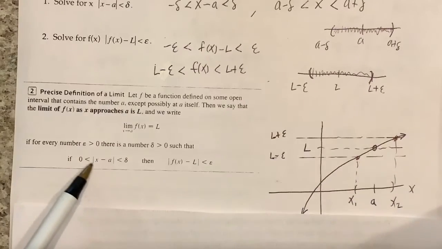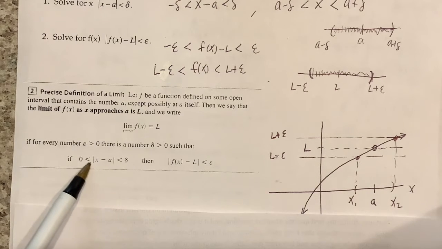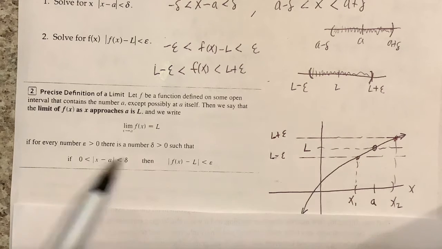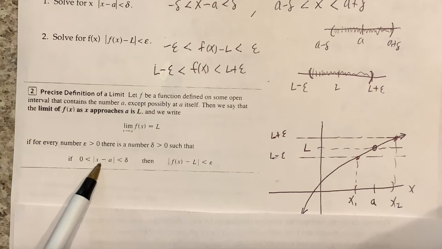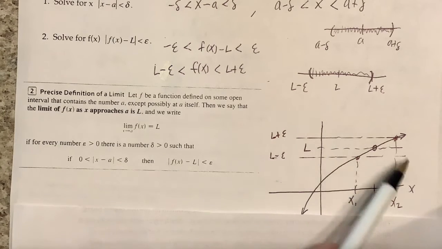Now you may wonder, what's this right here? This 0 is less than the absolute value of x minus a. That just means we don't care what happens when x equals a. In other words, you could have a hole. That's what this says. It doesn't matter what happens when x equals a, because if x equals a, this equals 0, right? So as long as it's greater than 0 means x is not equal to a. So that's why they put that there.